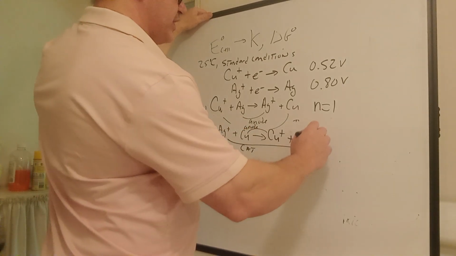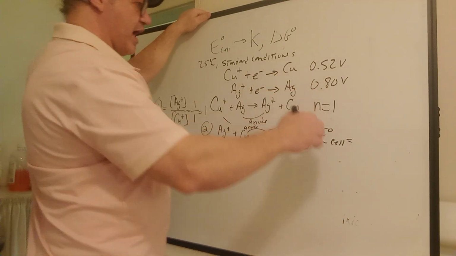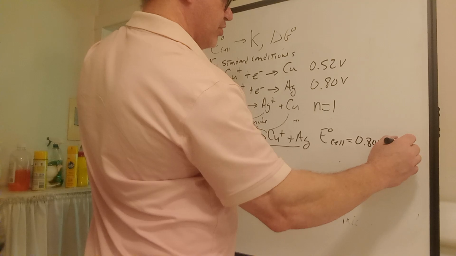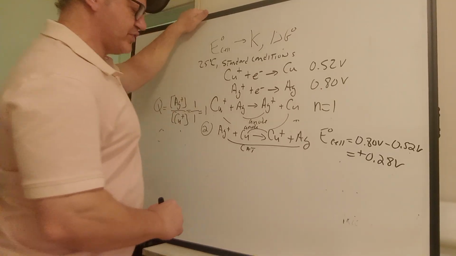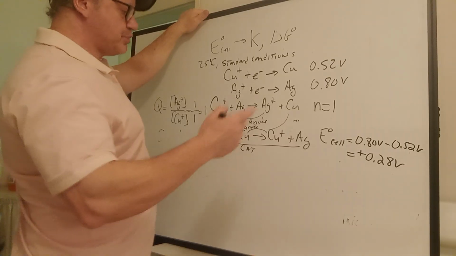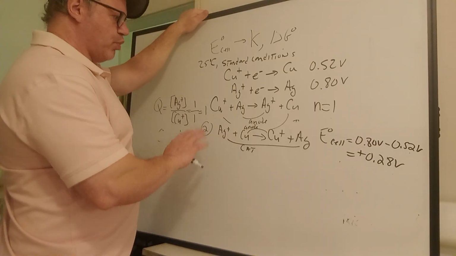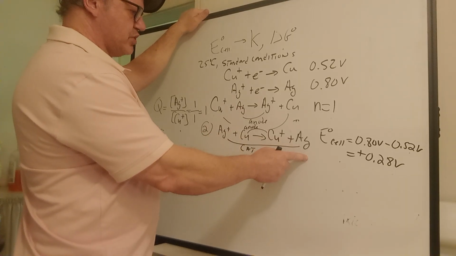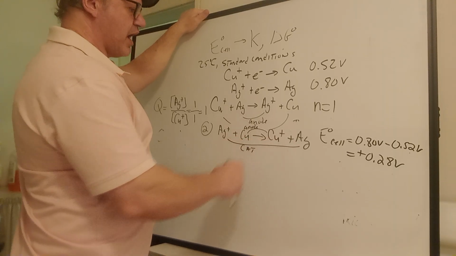So what we do is now E naught cell is 0.80 cathode minus anode 0.52 volts, and that's equal to a positive 0.28 volts. I'm just putting a positive sign there for emphasis. You don't need it mathematically, just for emphasis. So doing that, first place, that tells me it is spontaneous to the right. As written, this system will work under standard conditions if silver plus is being reduced to silver solid, and copper solid is being oxidized to copper plus 1.